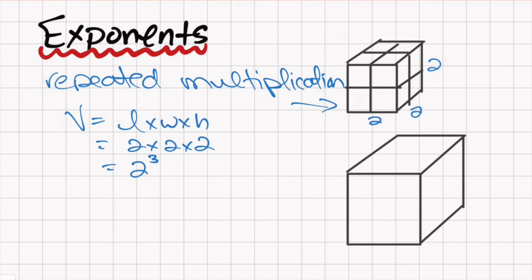So we can apply this and use it with variables as well. If we were to look at this other cube here and say we don't know the side length, we can label the side length as A, and then we can determine the volume of this cube by saying volume is equal to A times A times A, which would be A cubed.